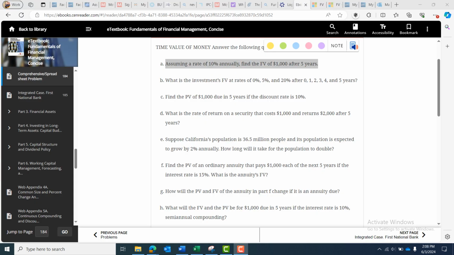Okay, so I'm going to try to walk you through a few of these problems that you can see on the screen here from chapter 5, question 41. But real quickly, I want to talk about the difference between present value and future value.